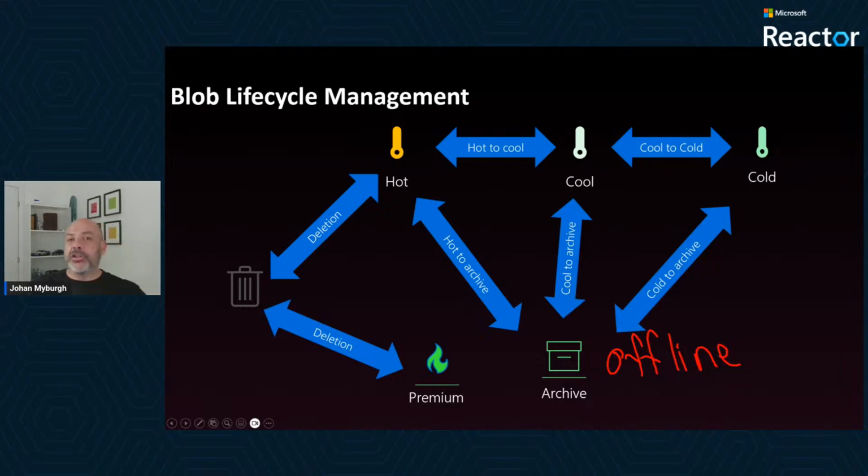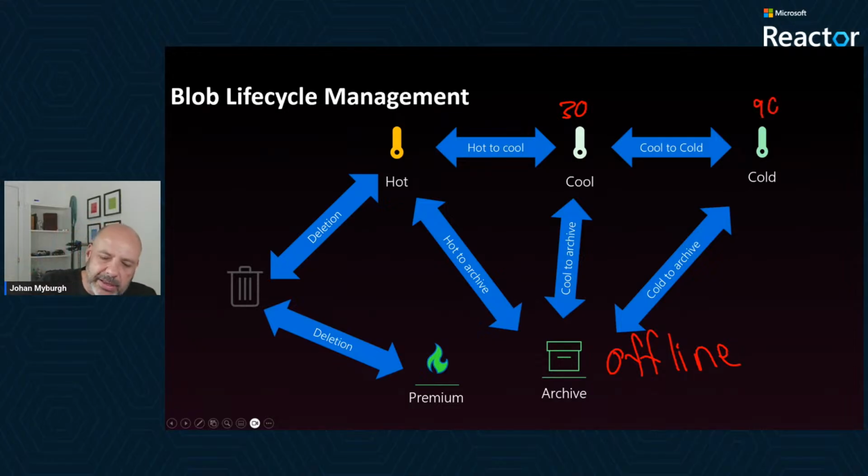So what you need to do is you need to first inflate the file again by placing it into the cool, cold, or hot tier, and then after that, the file will become available for you to access. Also keep in mind that files that end up in the cool tier need to stay in the cool tier for 30 days. Otherwise, you're going to start paying transactional penalties.